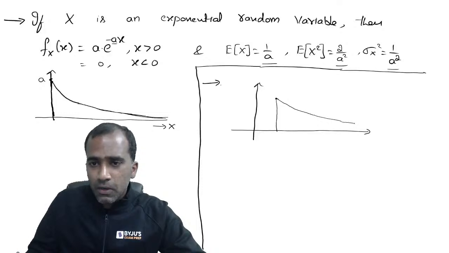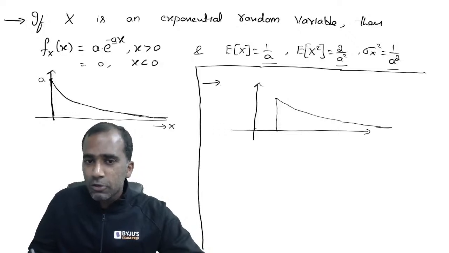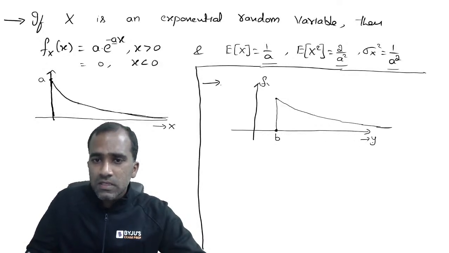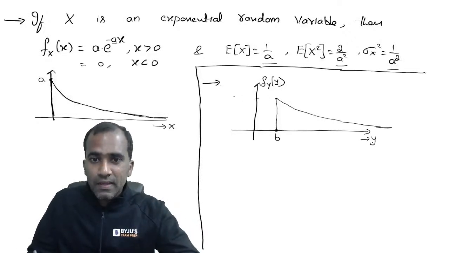Let me plot an exponential PDF which looks something like this. If you want, you can take some other point which starts at some negative value of x also, but I'm starting at this place. Let's say this is some b as a function of y. So this is fy of y. The height will be, let me say, same a only here.